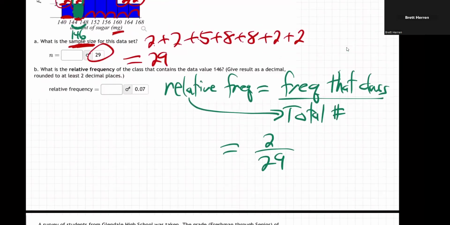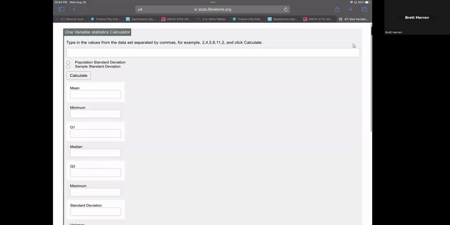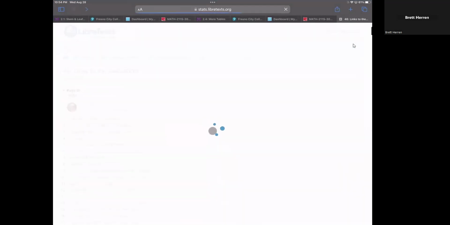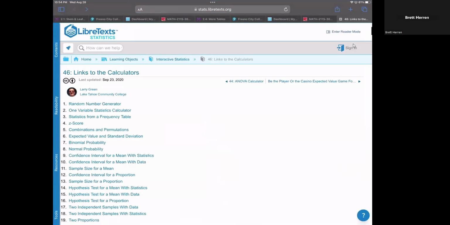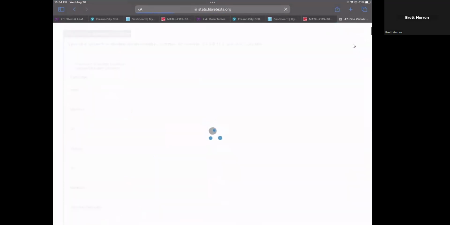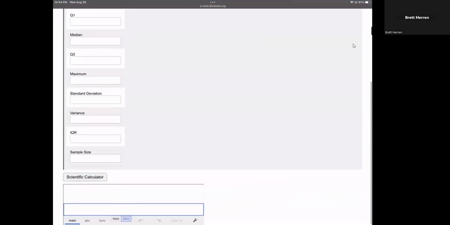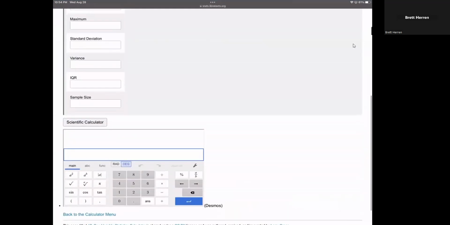Let's go to the calculator. If you click on the calculator on the homepage of the Canvas course, you get this calculator. You can go to any except for number 1. I'm going to go to number 2, and then you roll down to the bottom and click on scientific calculator. And there we go. So I'm going to go 2 divided by 29. Hit enter. There it is.